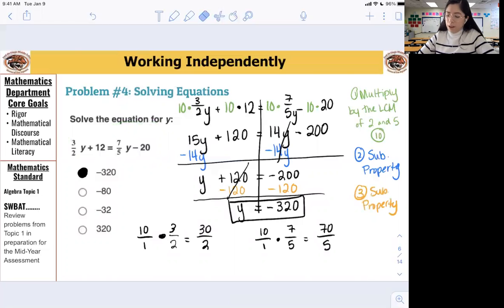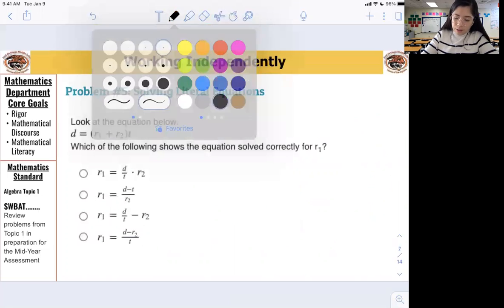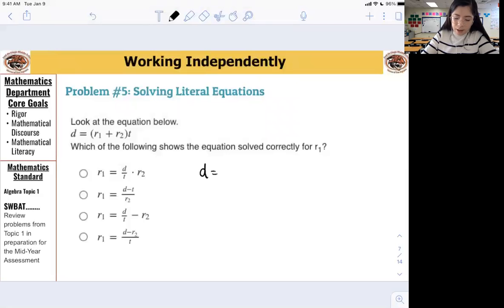Let's go ahead to do problem number 5. Problem number 5 is a literal equation, so we have to move things around. This is like when you're rearranging your room. In order to move your bed, you've got to move your desk first, and things get in the way, so you have to make sure you move things in the right order. It's a whole thing.